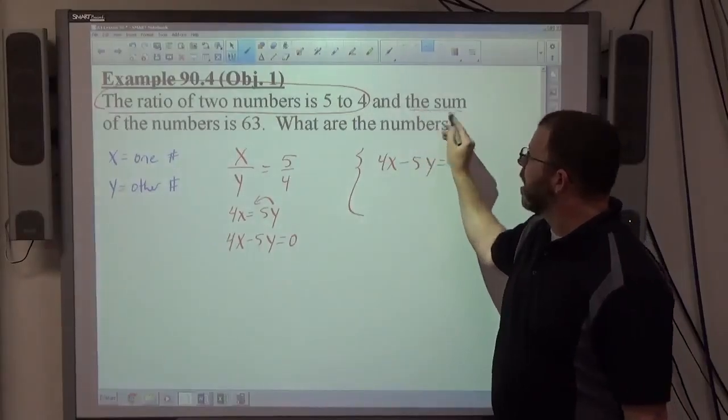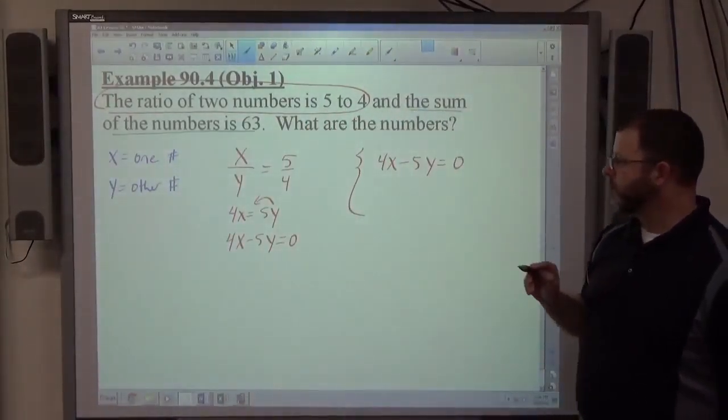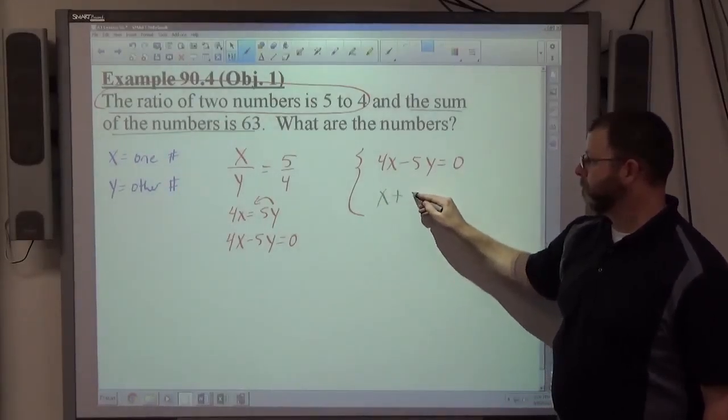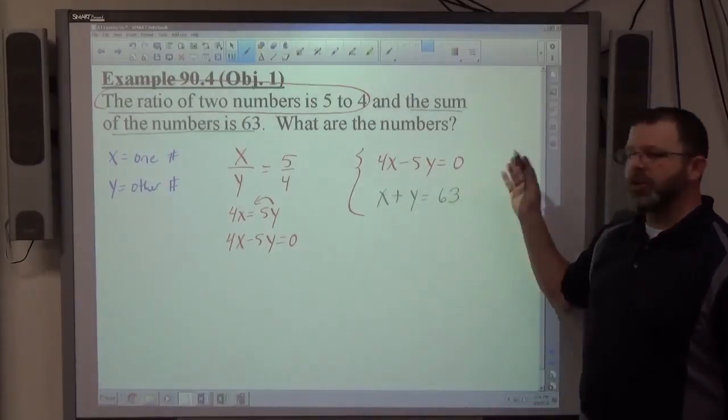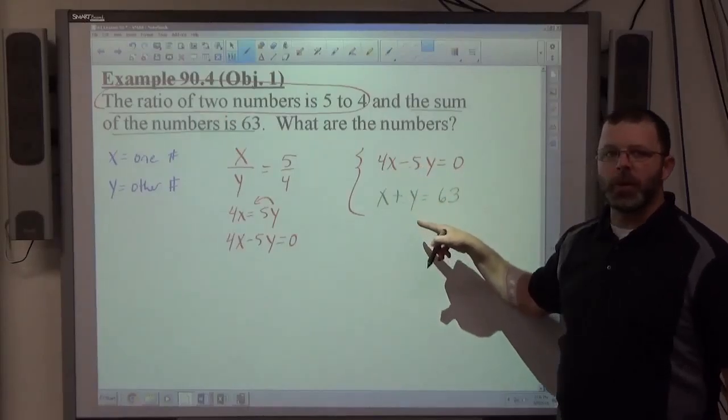Second fact, the sum of the numbers is 63. What does that mean? X plus y equals 63. Good. Add the two numbers, you get 63. So again, they're giving us basic facts like that. Again, that ratio fact, that happens pretty often here in this portion of the book. They're going to be throwing those ratio of two numbers problems. Again, that's how you handle it. Create yourself a normal system of equations like this.